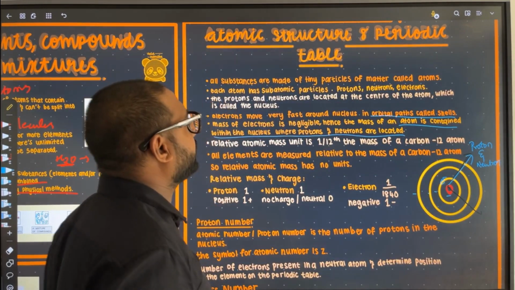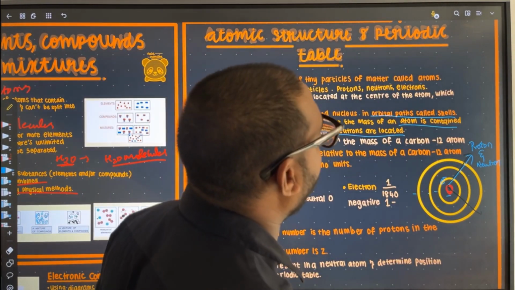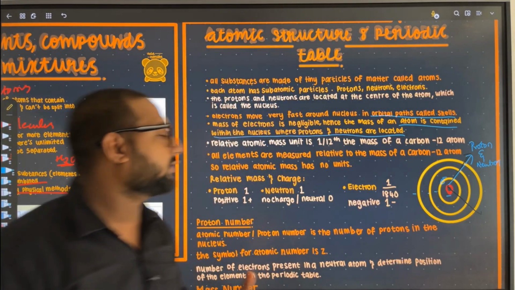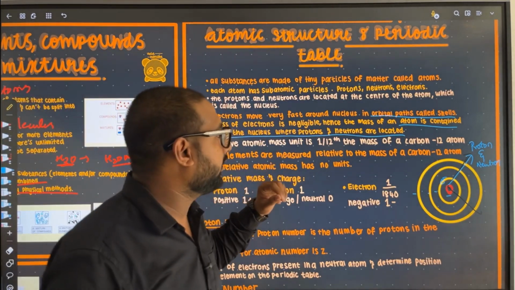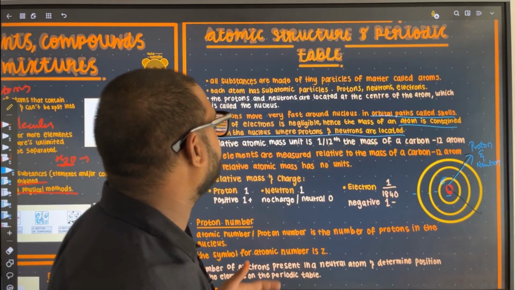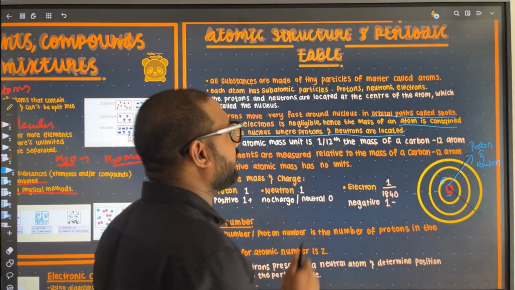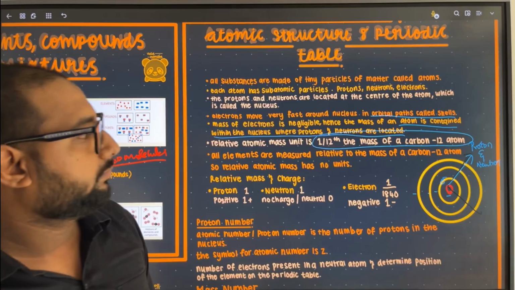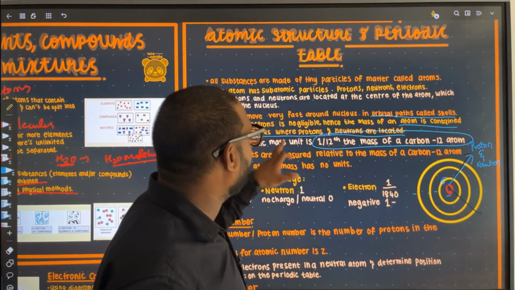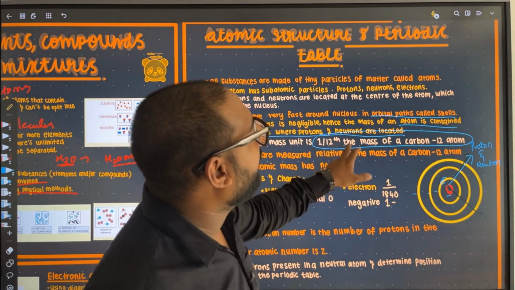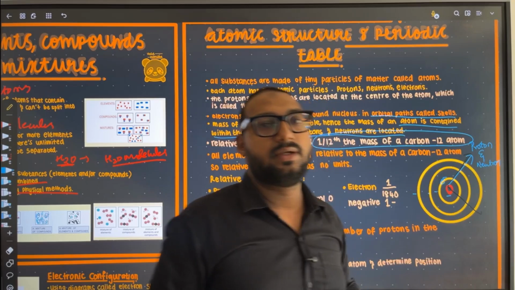Relative atomic mass unit is 1/12th the mass of a carbon 12 atom. So we have a unit which is called the relative atomic mass unit. This is considered as one unit. One relative atomic mass unit is considered as 1/12th of the mass of a carbon 12 atom.